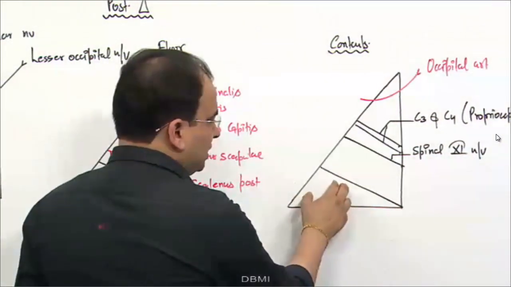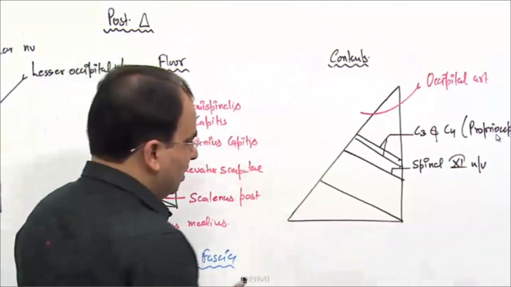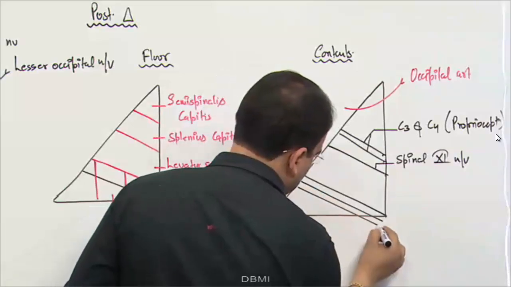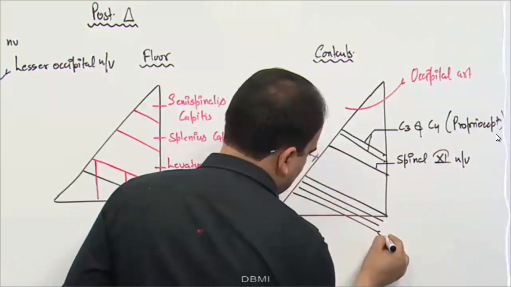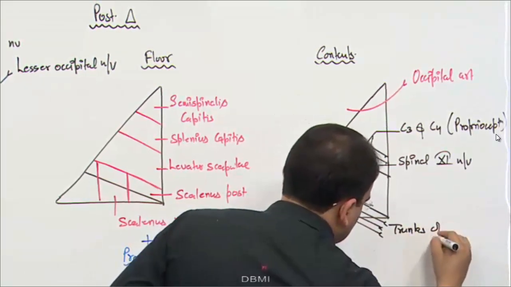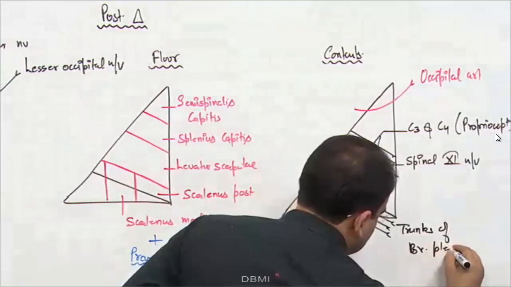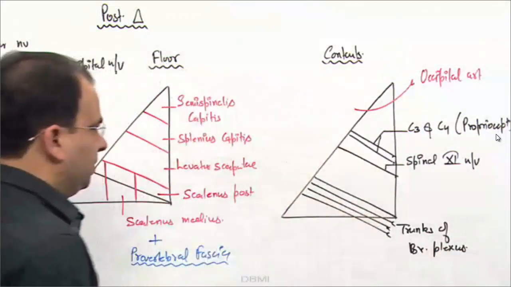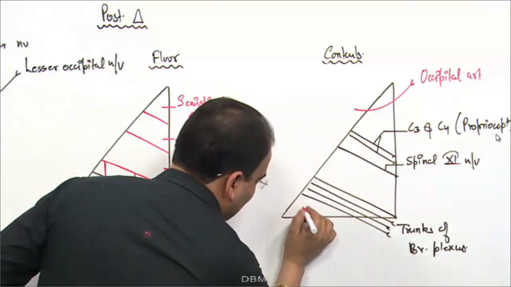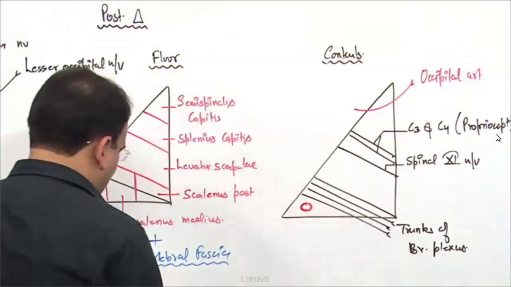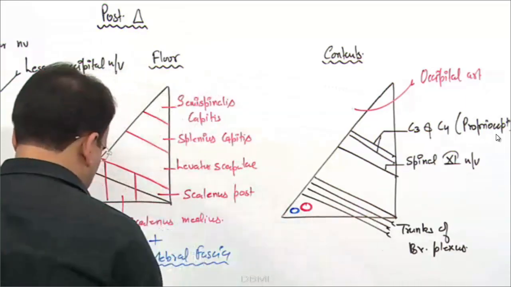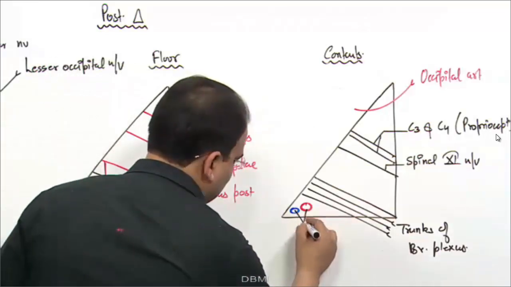The important content in the supraclavicular or subclavian triangle, first of all we have trunks of brachial plexus, and we also have subclavian vessels. We call it subclavian triangle because we have subclavian vessels here, the subclavian artery and subclavian vein. So subclavian vessels are also the contents here.